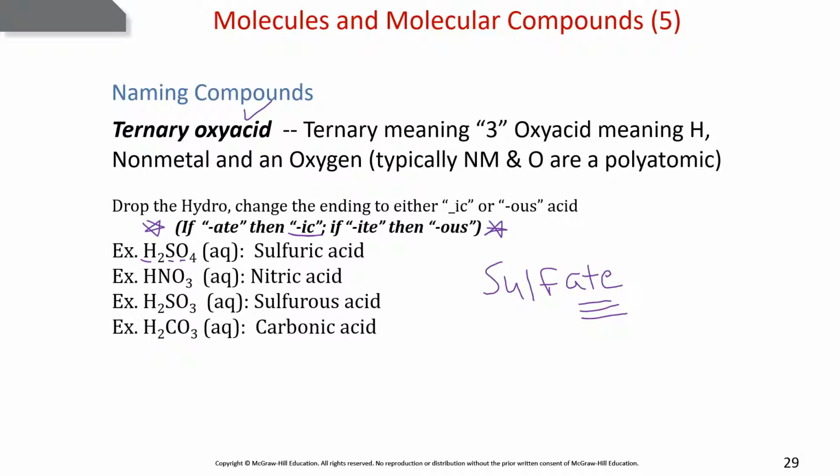Okay? If I compare that to this example, SO3 is sulfite. How do I know this? I looked right on my list of polyatomics. So it's ite. If ite, then os. So instead of having sulfuric acid, we're going to have sulfurous acid. Okay, if ate, then ic. If ite, then os.